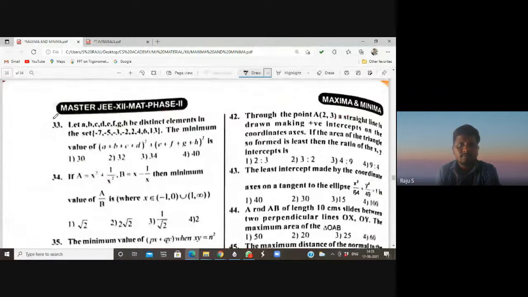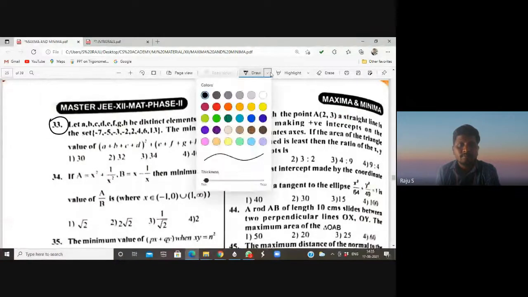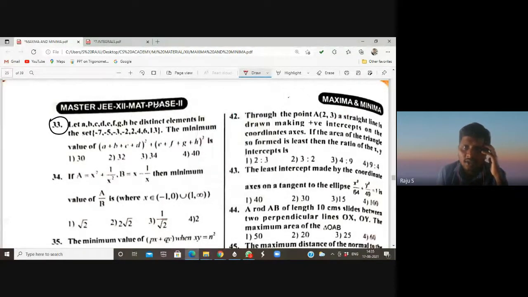And question number 33 also, it's an easy question. They have given it in a different way, but it's easy. See here, the A value, B value, C value, D value, they have given distinct elements. Okay, fine. The minimum value of (A + B + C + D) whole squared plus (E + F + G + H) whole squared. Okay, students, I want to know one thing. What is the sum of all these values?